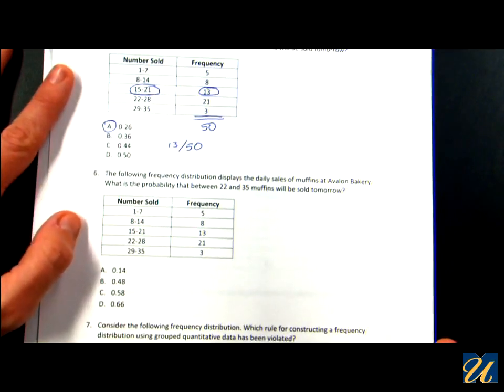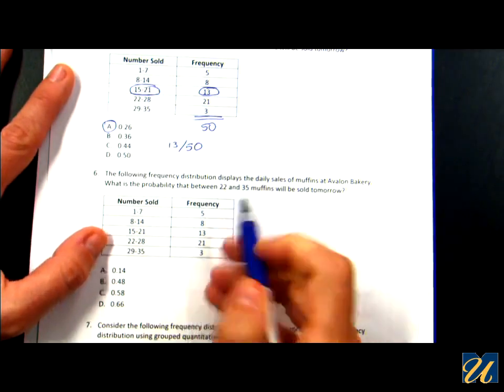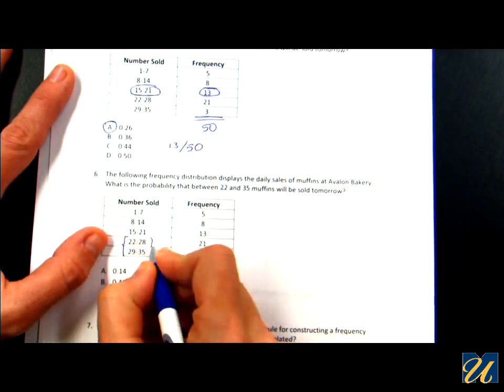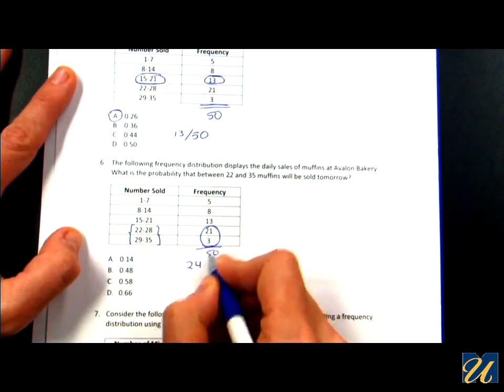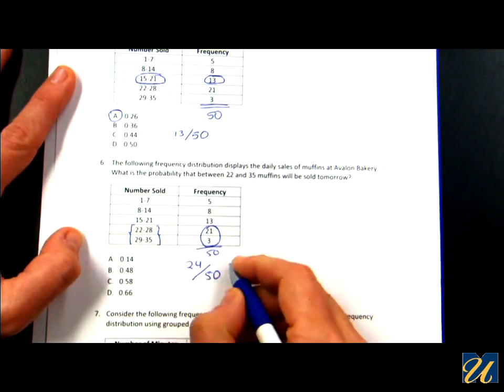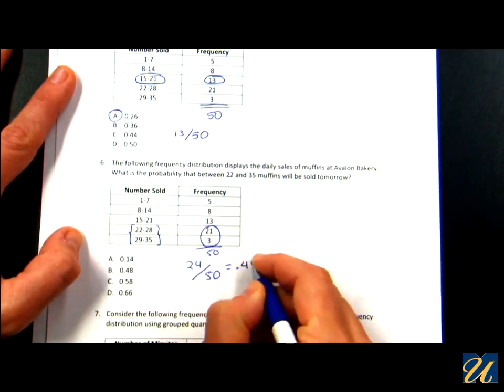Now, for the same problem, I want to find the probability that between 22 and 35 muffins will be sold tomorrow. 22 to 35. So I'm interested in both these two categories. So I will add the corresponding frequencies, 21 plus 3, 24, and I will divide by the total. So the probability will be 0.48.